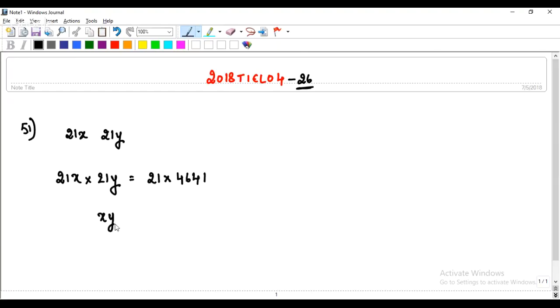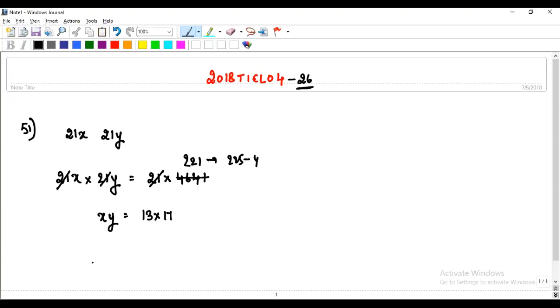So you get x into y, and you cancel the 21s. 21 ones are 21, 221s are 4641, so you get 221. 221 is the product of two prime numbers, 13 into 17. You can take 221 as 225 minus 4, which is 15 squared minus 2 squared, 15 minus 2 into 15 plus 2, which equals 13 into 17.